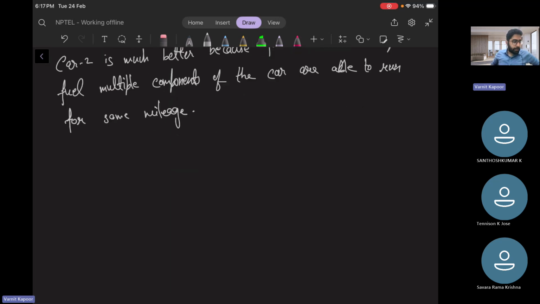Next part, how do we get the average piston speed?